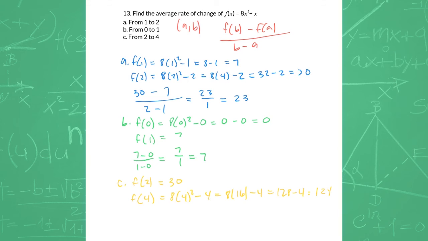So the average rate of change is f of 4, which is 124, minus f of 2, which is 30, over 4 minus 2. And 124 minus 30 is 94. 4 minus 2 is 2, and 94 divided by 2 is 47.